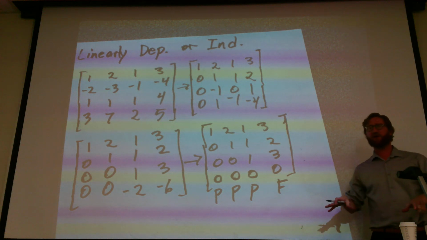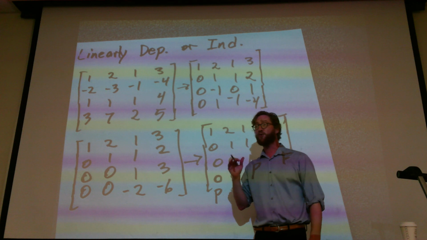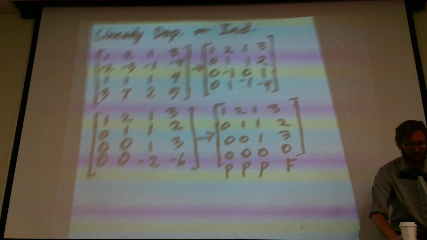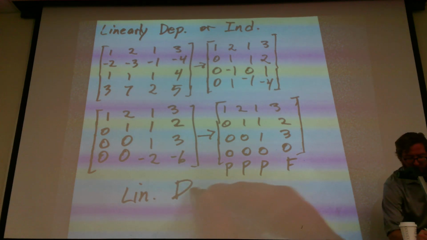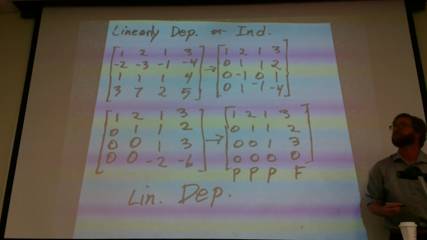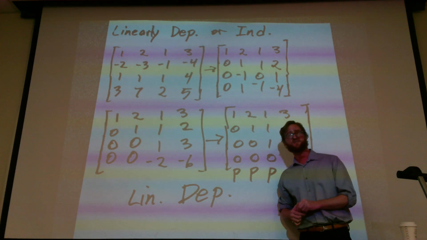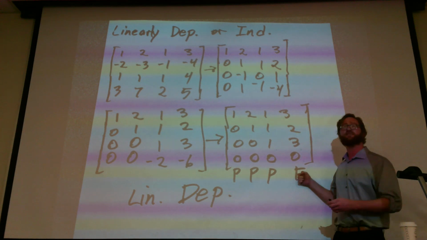Just from this point right here, you don't even have to get it into reduced row echelon form. At this point, you know that there is a free variable. So at that point, you can just say, okay, free variable, linearly dependent. And that's it. Once you've found the free variable, just linearly dependent. There's no reason to get it into reduced row echelon form. You're good right there.